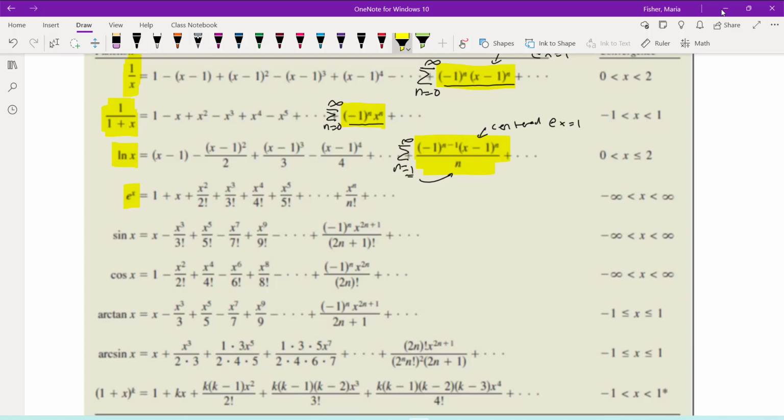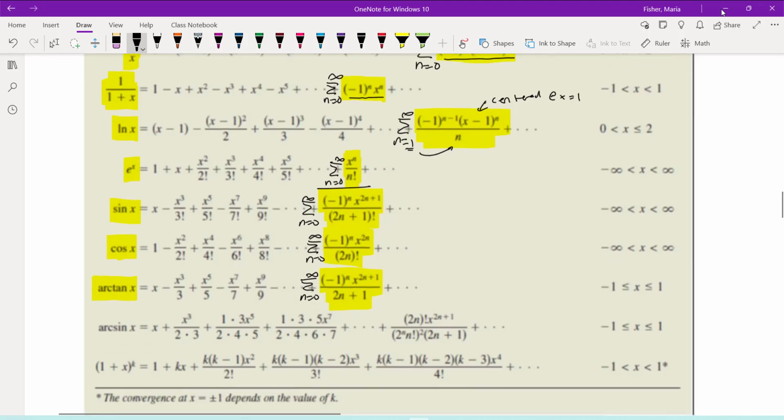e to the x, its series is this one right here, the sum from n equals 0 to infinity of x to the n over n factorial. For the sine of x, it's the sum from n equals 0 to infinity of negative 1 to the n times x to the 2n plus 1 all over 2n plus 1 factorial. For cosine of x, it's the sum from n equals 0 to infinity of negative 1 to the n times x to the 2n all over 2n factorial. For inverse tangent, it's the sum from n equals 0 to infinity of negative 1 to the n times x to the 2n plus 1 all over 2n plus 1.